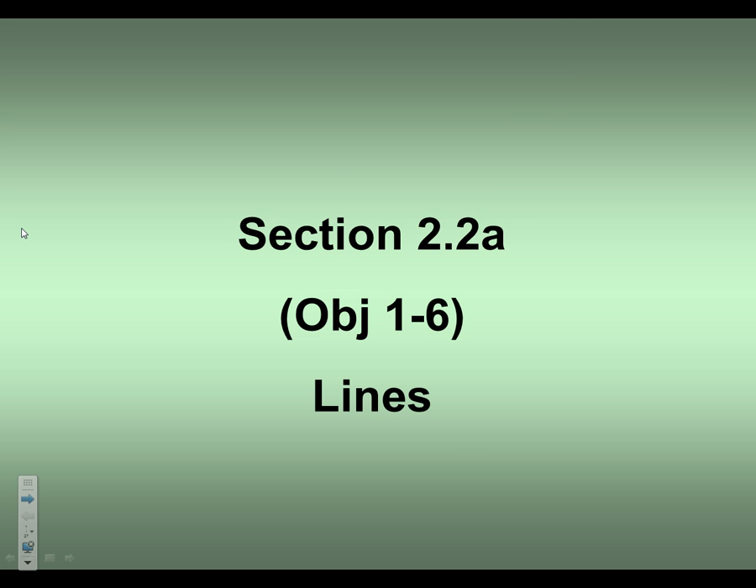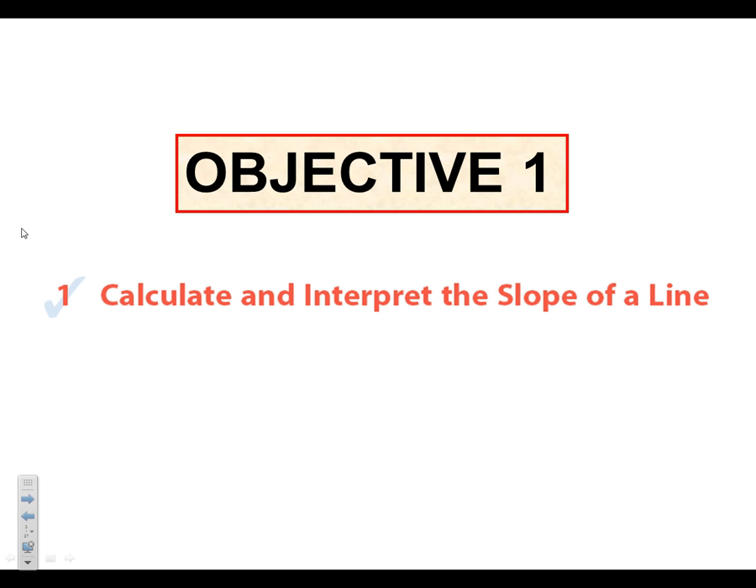Okay, let's take a look at the first half of 22A. We're going to do the first 6 objectives here, talking about lines. A lot of stuff you guys have seen before, talking about slope, point-slope, and some of the different equations.